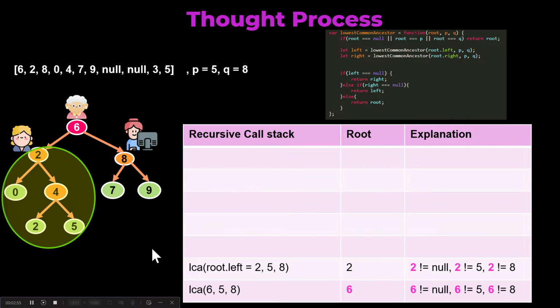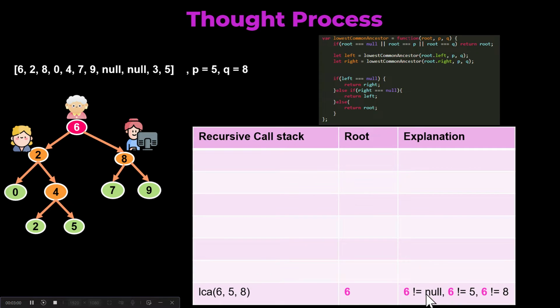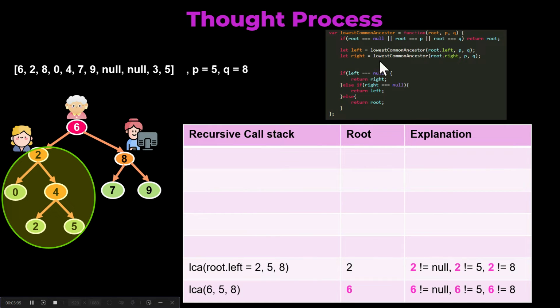Next step. Now we check the root: 6 is not null, 6 is not equal to 5, and 6 is not equal to 8. So we check the left side. We call the function itself with root.left. The root.left of 6 is 2, so we are passing in 2, checking this left subtree. Here we check 2 is not null, 2 is not 5, and 2 is not equal to 8. So we make a further call again.